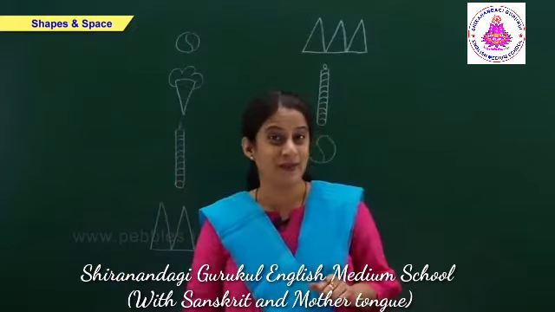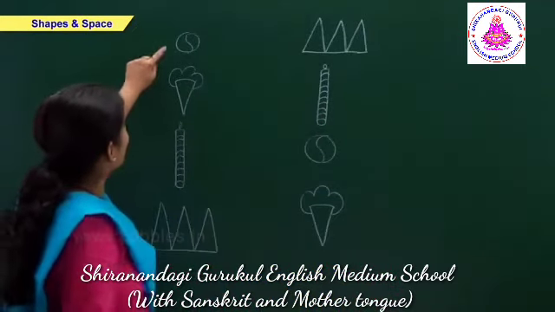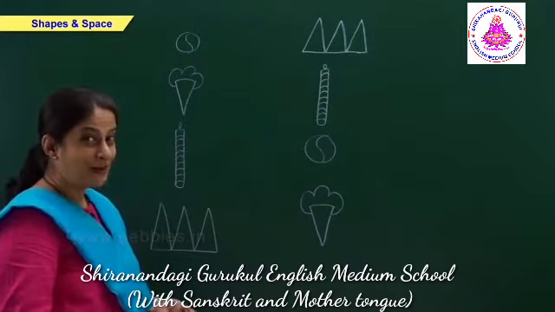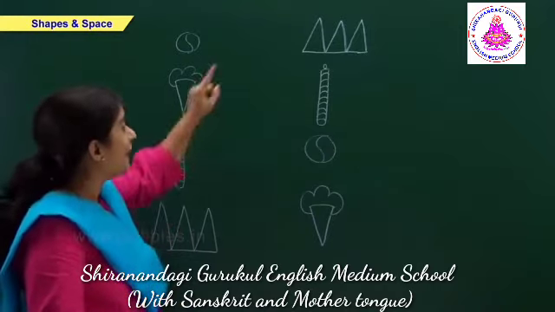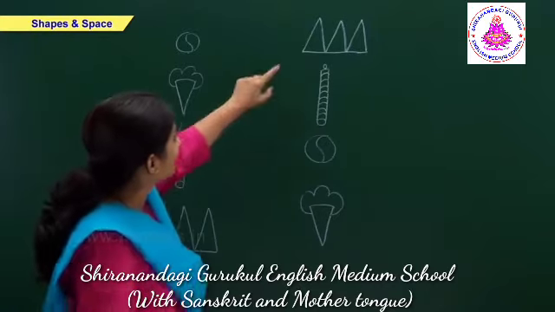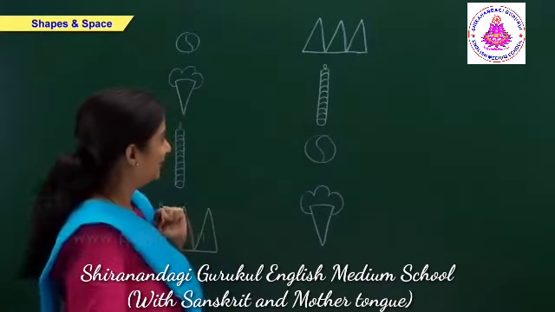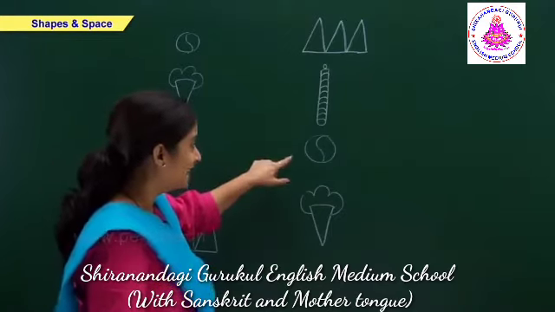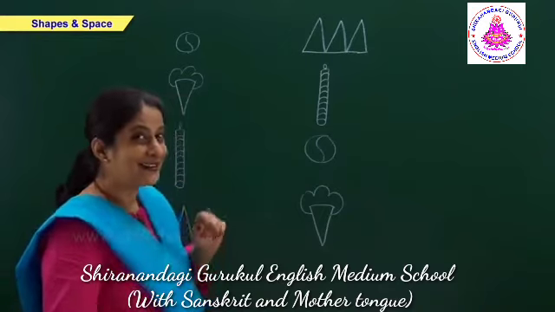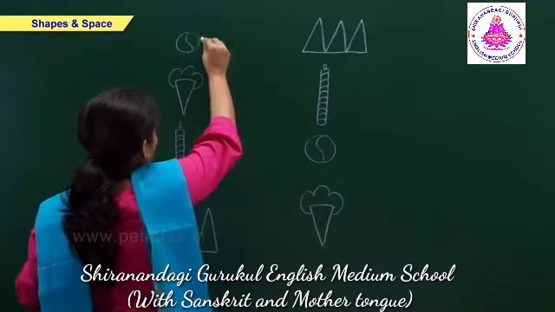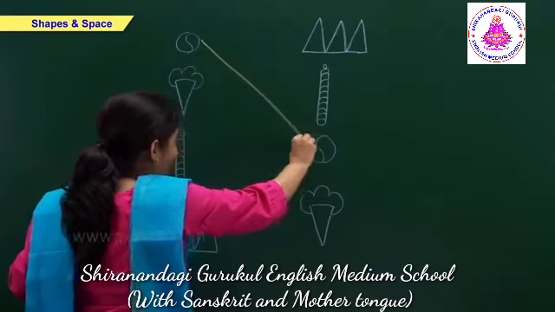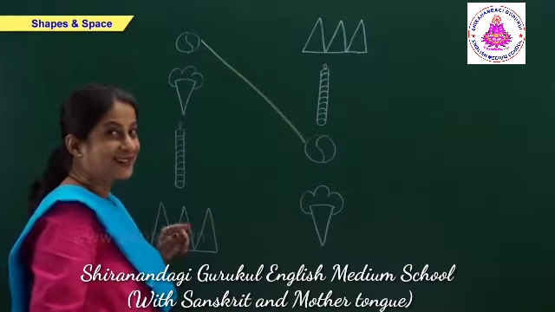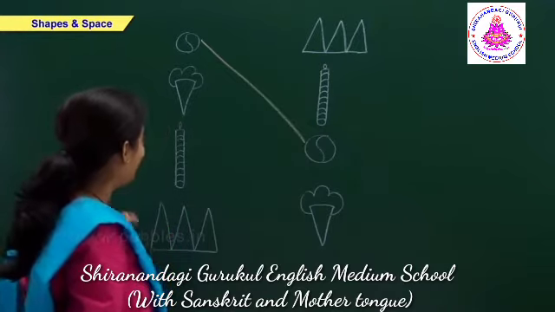Now let's match the shapes. What is this? Right, it's a ball. So now let's find ball here. Is this a ball? No. Is this a ball? No. And is this a ball? Right. So let's match. Ball.